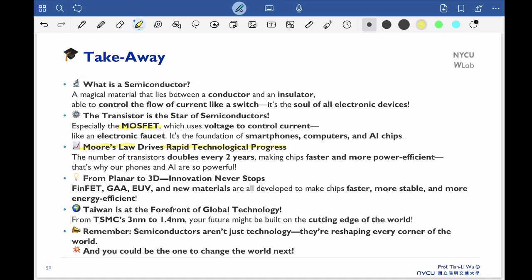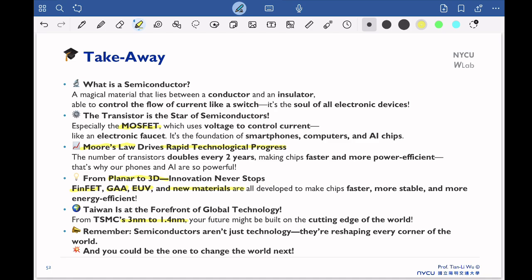And what we have done in the past decade for innovation is going from planar to 3D, and we have FinFET, Gate-All-Around, EUV, and lots of new materials that make our chip better and better. And also, looking at the future, nowadays we have 3 nanometer going to beyond 1.5 nanometer and going further and further. So we still need every one of you to be involved in the semiconductor field here.